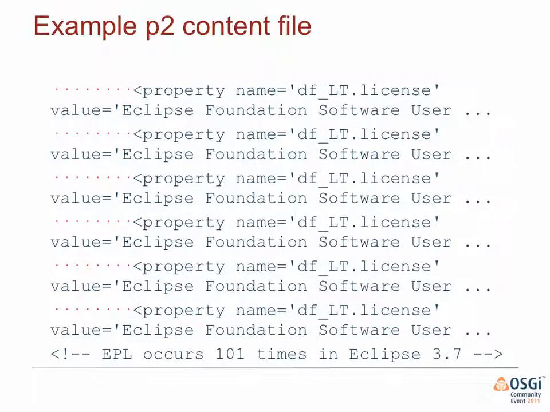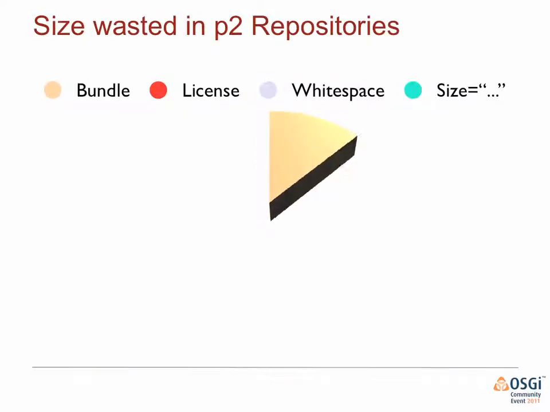And we really don't need to see the same Eclipse Foundation software user agreement on every single artifact that's hosted in there. In the Eclipse 3.7.0 platform update site, the EPL full text occurs 101 times, which explains why, whenever you're doing a check for updates in Eclipse, it's so slow. Let's just put that into a pie chart.